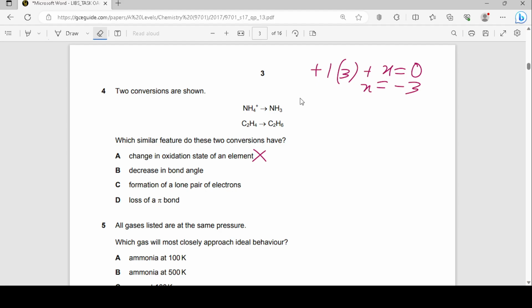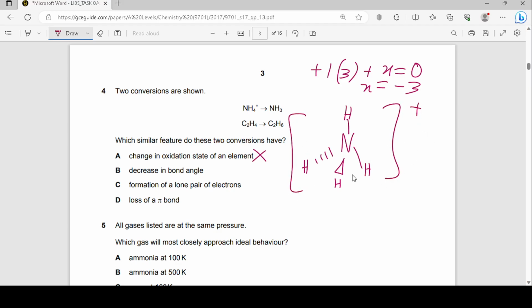Firstly I have NH4 plus, right? So let us draw it out. N, and then we have H. I'm drawing out the ammonium ion: N with H, H, H, H, and then a plus. The steric number is basically the total number of lone pairs and sigma bonds on the central atom, N, and that's how I'm going to calculate the bond angle.